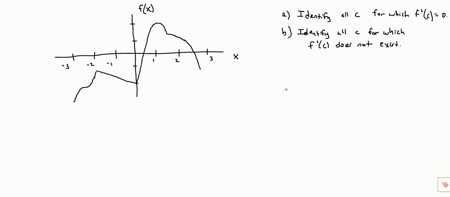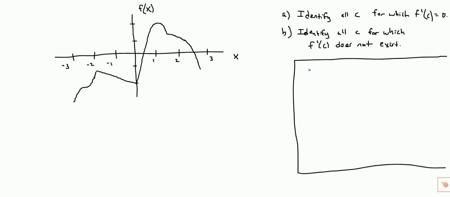In this video, we're going to use the graph of f of x to identify all points C for which f prime of C equals 0. And we're going to identify all C for which f prime of C does not exist. And so we're going to keep two things in mind.